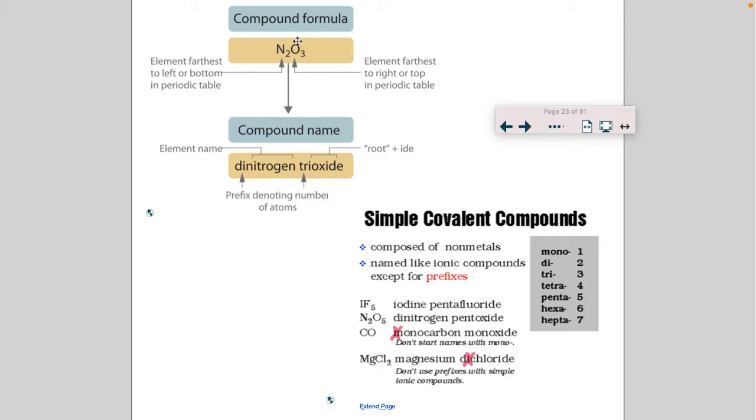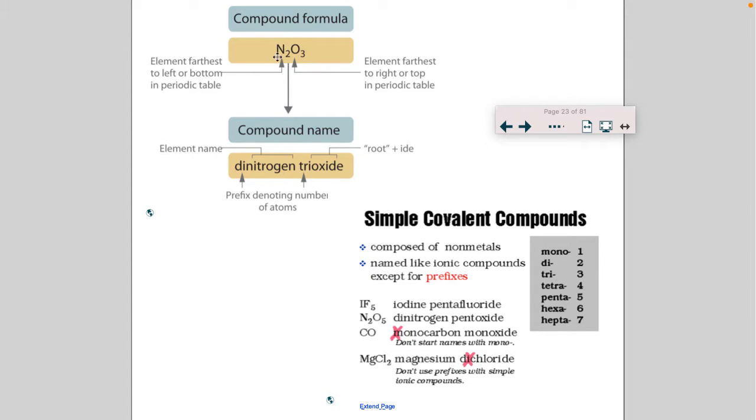I have N2O3. So it's nitrogen, but there's more than one, and I have to use the prefix. So here are my prefixes. If there's one, it's mono. If it's two, it's di. If it's three, it's tri. Four is tetra. Five is penta. Six is hexa. Seven is hepta. Eight is octa. Nine is nona. And then ten is deca.